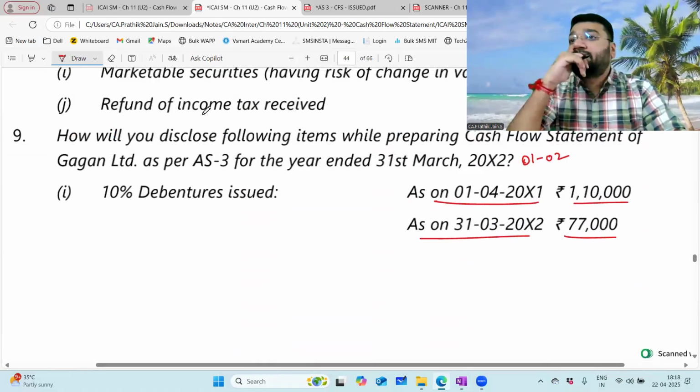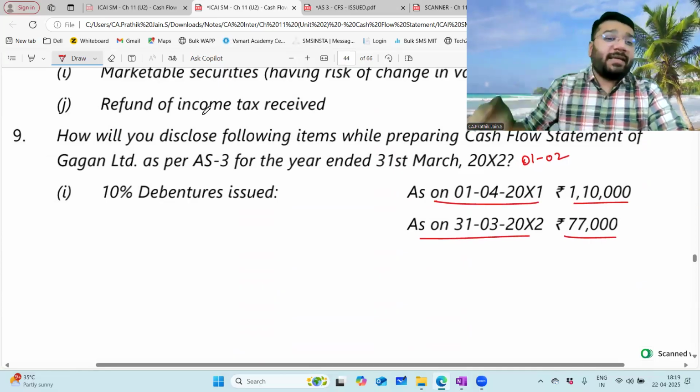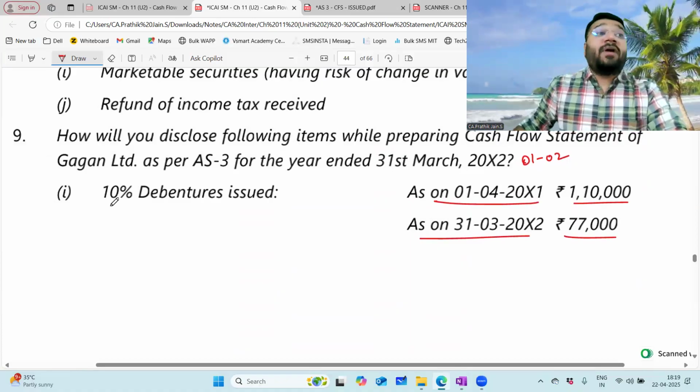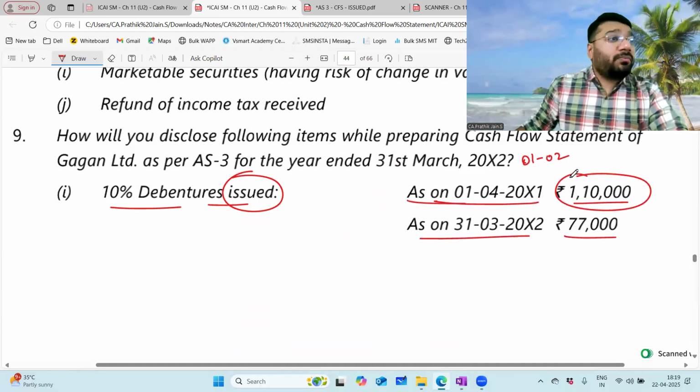Why can't we take the assumption that it is now also there? Because it's issued and redeemed in the same year, issued at the beginning of the year. Correct, she's got a point. Now what she's telling is one more way of thinking. When was this debenture issued? As on 1/4/2001, 110 was issued.